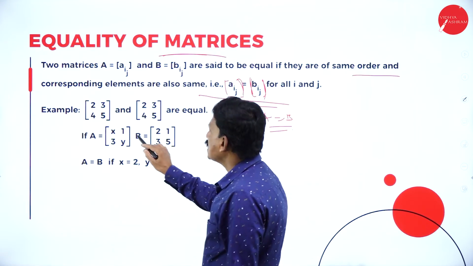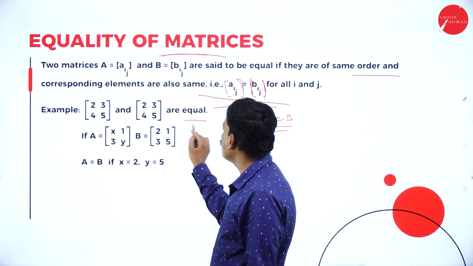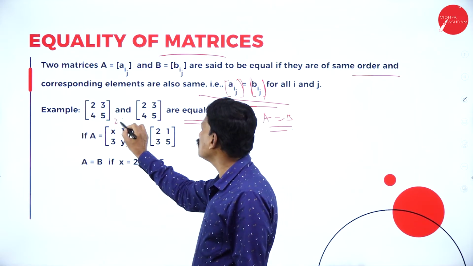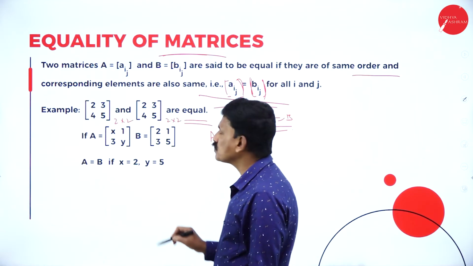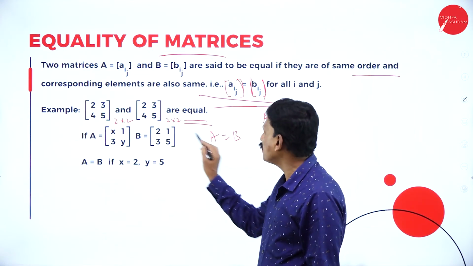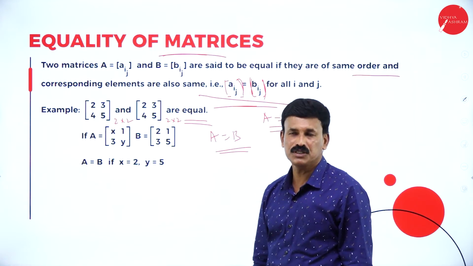So let us consider an example. For example, 2, 3, 4, 5 and 2, 3, 4, 5. These two matrices are said to be equal because the order of this matrix is 2 into 2. For this also it is 2 into 2. And the corresponding elements are also the same: 2, 2, 3, 3, 4, 4, 5, 5. So then these two matrices are said to be equal.